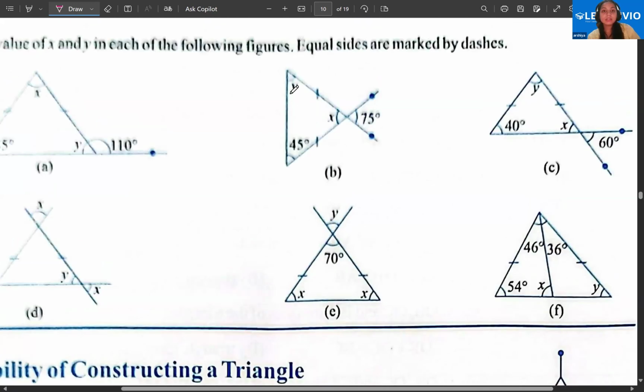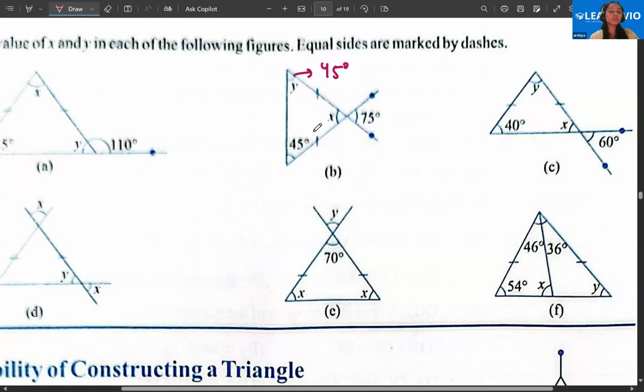What is angle y equal to? If the sides are marked equal, what is the angle y equal to? 45. Yes. So this angle is 45 degrees. So if this is 45, this is 45, how will I find x?